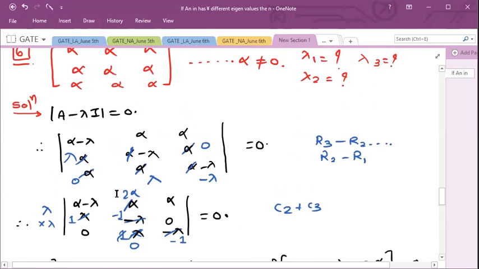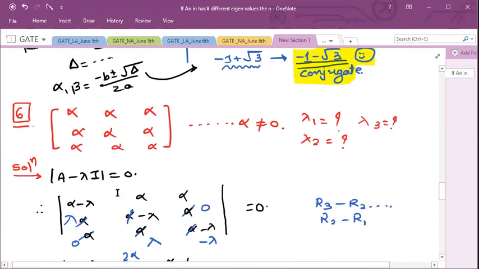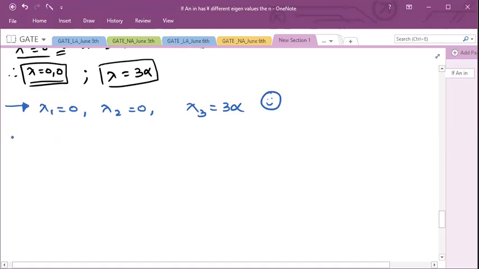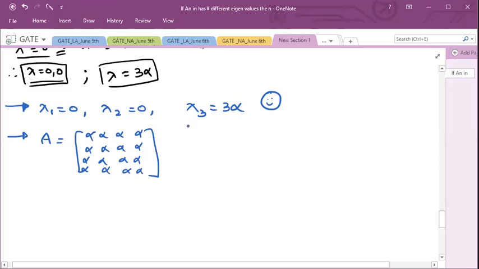Okay. So in the same way, if instead of 3 by 3, they have given you a 4 by 4 matrix, right? If they have given you a 4 by 4 matrix in which all the elements are alpha, so what will be its eigenvalues? From here, can you observe and tell me? For 3 by 3, it was 2 times 0 and 3 alpha. For 4 by 4, it will be 3 times 0 and 4 alpha, isn't it? So this is your lambda 1, lambda 2, lambda 3, and lambda 4 will be 4 alpha. Are you getting my point?